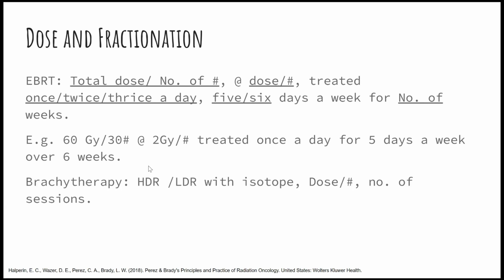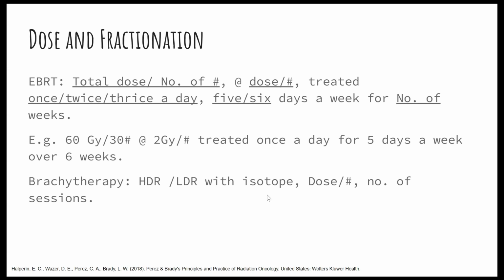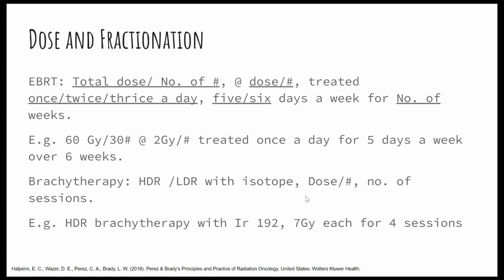On the other hand, for brachytherapy, if I'm treating the patient, then I have to decide upon whether I'll be treating the patient with high dose rate or low dose rate, with what isotope, what dose per fraction, and the number of sessions that I might be giving the patient. For example, in a carcinoma cervix patient, when we give brachytherapy after external beam, we treat the patient with iridium 192, 7 gray each for like 4 sessions.